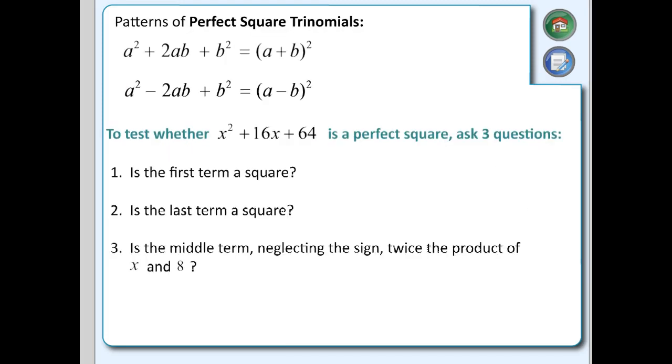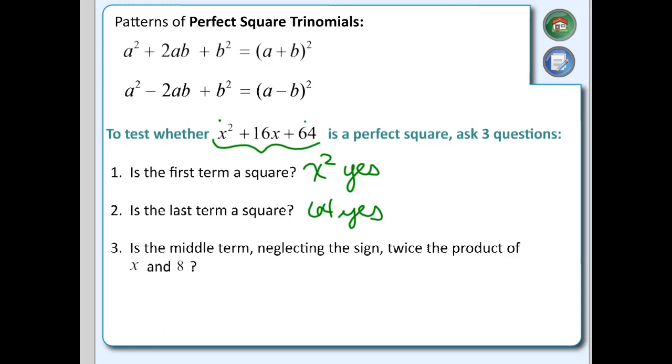Now, what happens when we have to go backwards and they want us to factor? The first thing we have to figure out, when they give me my trinomial, is to decide whether that trinomial is a perfect square. Well, we have 3 questions to ask ourselves. First of all, you've got to make sure that it is a trinomial, which means we have 3 terms. Now, is the first term a perfect square? When I look up here, is x squared a perfect square? Yes, it is. And then I've got to look, is the last term a perfect square? Well, that's 64, and yes, it is.